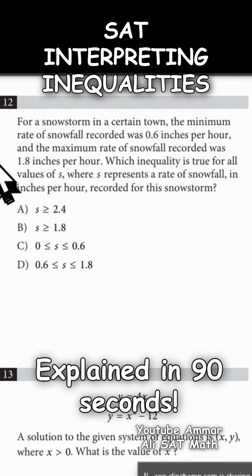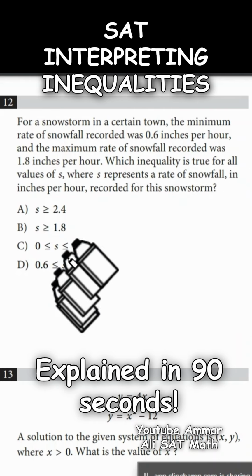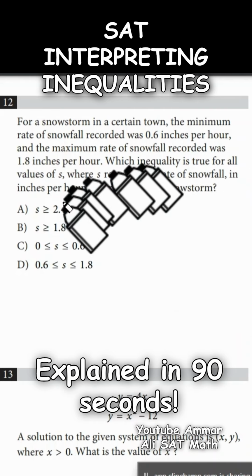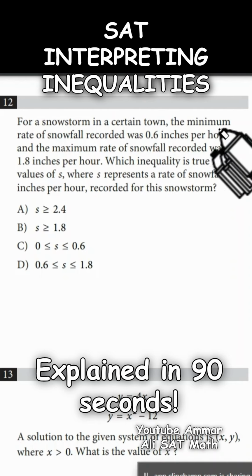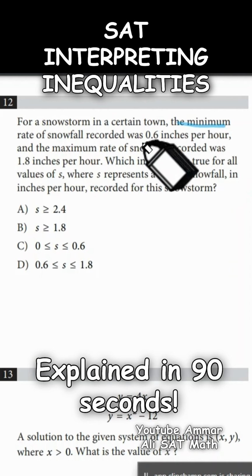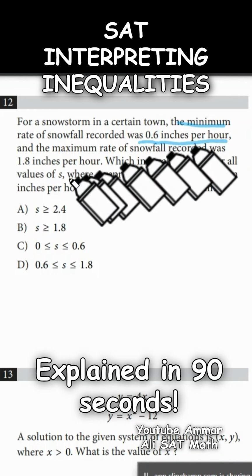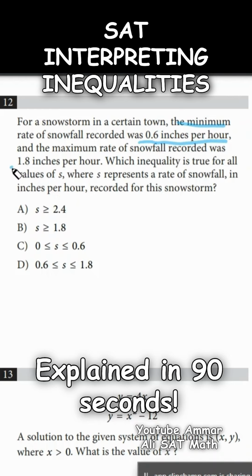Given another, this is question 12. So we're given another interpretation type problem where we need to interpret what they're telling us. They are basically giving us a constraint, or not a constraint, but we need to figure out how to write out this inequality that they're giving us, right? So they're saying the minimum was 0.6 inches per hour, and then the maximum was 1.8 inches per hour. So that should be the bounds of our inequality.